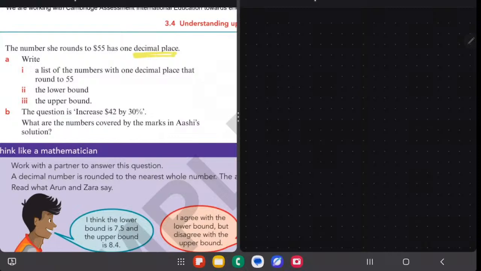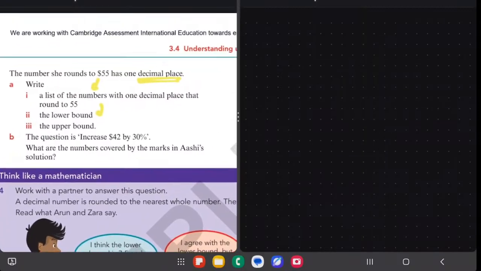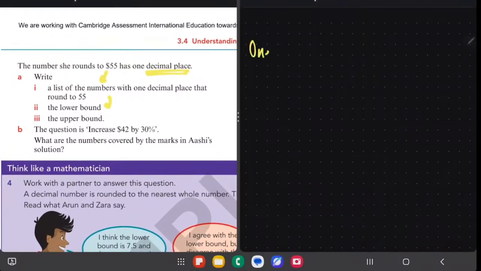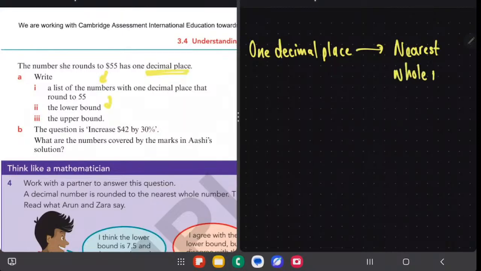Remember, the first thing we should always find out, before we can list the numbers or find the lower bound and upper bound, is what is it rounded to the nearest? So here they said it is rounded to the nearest something that has 1 decimal place. Let me teach you right now so that you know forever. If something has 1 decimal place, it means it is to the nearest whole number. Are we together?